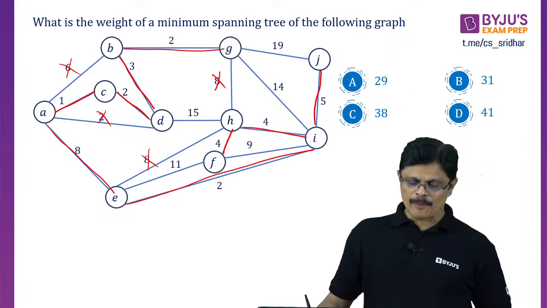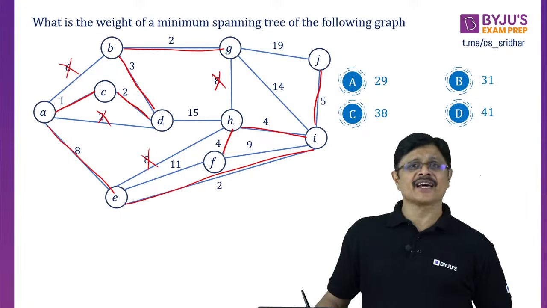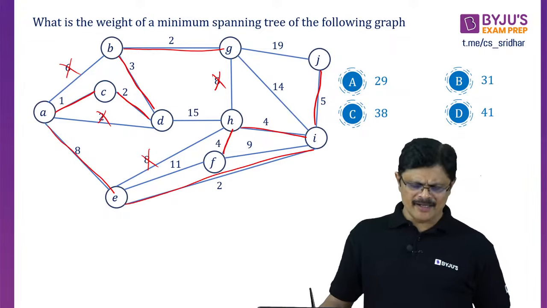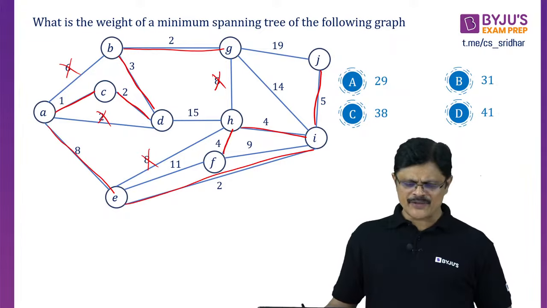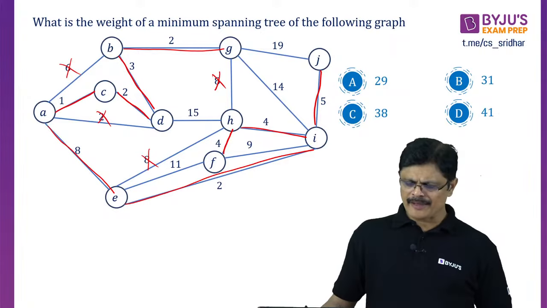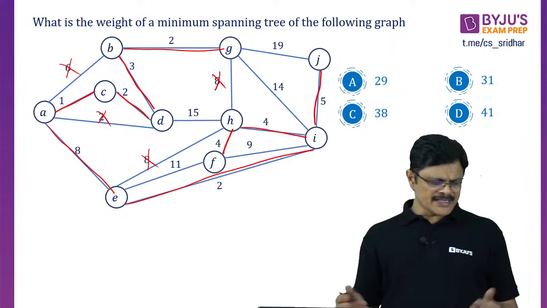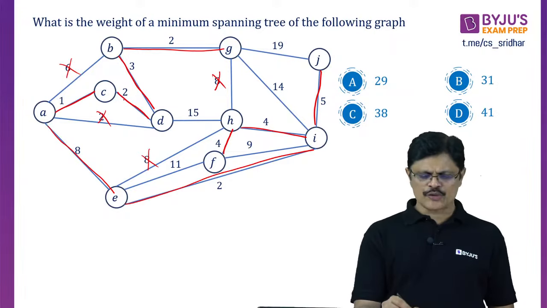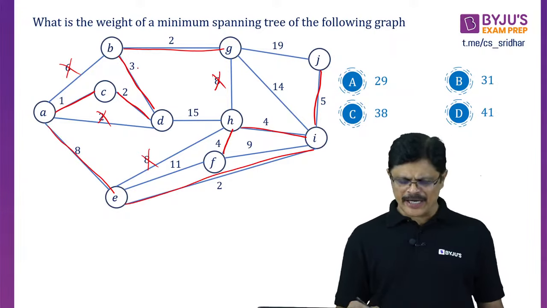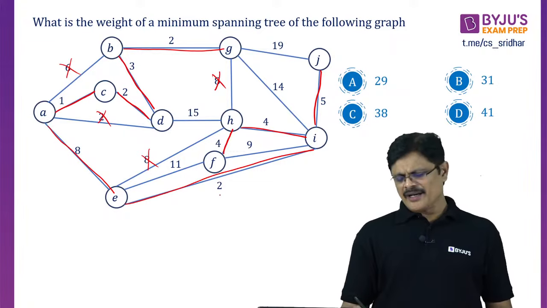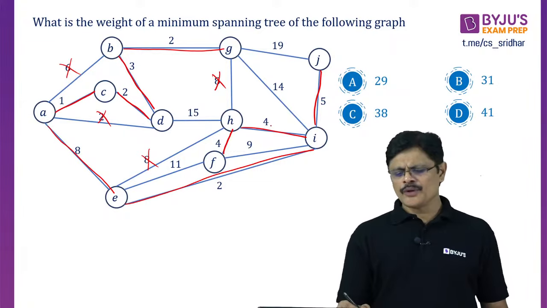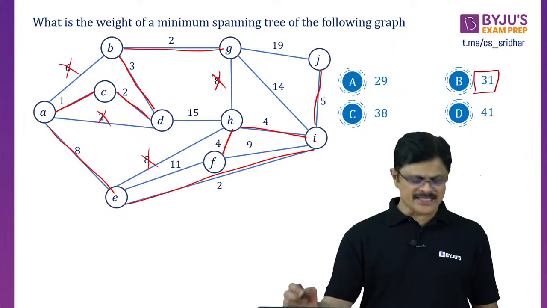Because there are 4 plus 4, 8, 10 vertices, 9 edges if you select, it is enough. How many have you selected? Already 3 plus 4, 3, 4, 5, 6, 7, 8, 9 done already. So that is the answer, my dear friend. Just add these: 3 plus 3, 6, 6 plus 2, 8, 16, 18, 22, 26, 31. 31 is the answer for this.